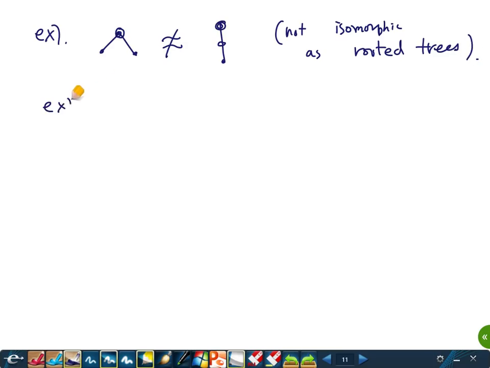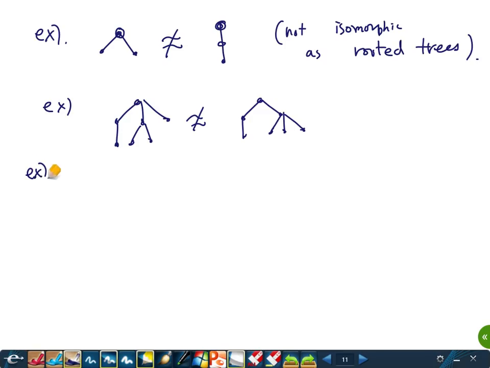Maybe another example. This is not isomorphic to this. They're not even isomorphic as trees, so they cannot be isomorphic as rooted trees either. Again, the degree of the root is different. The degree of the root is 3 here, and 2 there, so already not isomorphic.